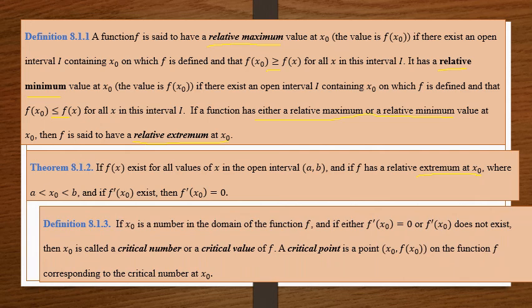If x sub o is a number in the domain of the function f, and if either f prime of x sub o equals to 0 or f prime of x sub o does not exist, okay, pwede rin class na hindi mag-exist yung derivative niya, then x sub o is called a critical number or a critical value of f. A critical point is a point x sub o and f of x sub o on the function f corresponding to the critical number at x sub o.